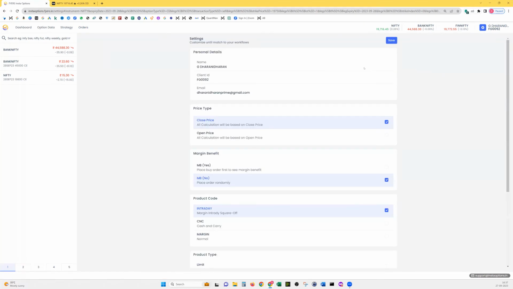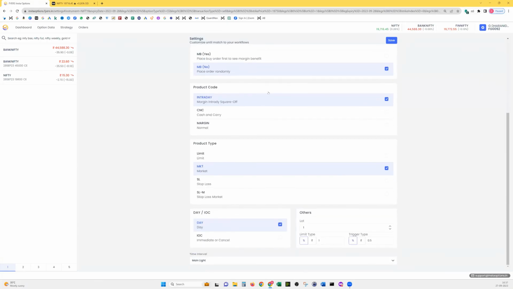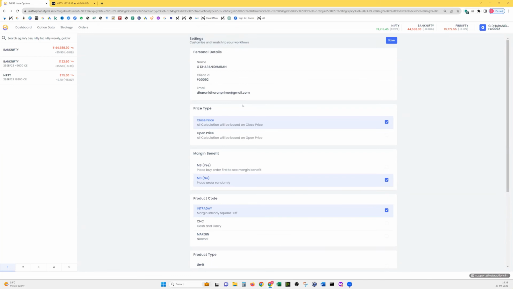So I just click on settings. Over here you can predefine your data. If the user always puts a bare minimum of, say, 10 lots or 20 lots, they can click over here and put 10 lots. And all the time they place only limit orders. If they want to place market orders, they can set that as the default, and if they want normal, they can put it on normal, or if they want NRML, they can put it on NRML.